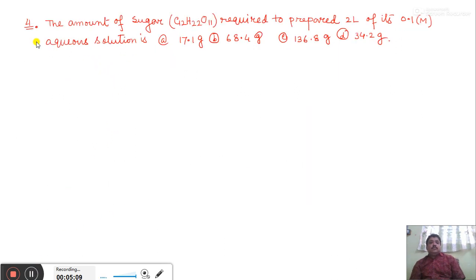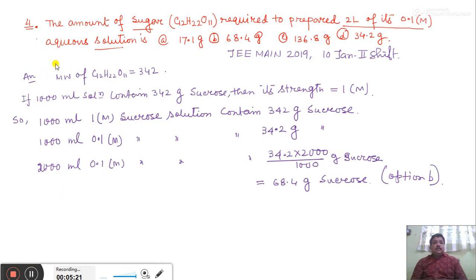Now, the next problem: the amount of sugar required to prepare 2 liter of 0.1 molar aqueous solution is, this is the option. This question came in the JEE Main exam 2019. We know the molecular weight of sucrose is 342. It is very important: if 1000 ml solution contains 342 gram of sucrose, then its strength is 1 M. This equation is known as the VMS rule.